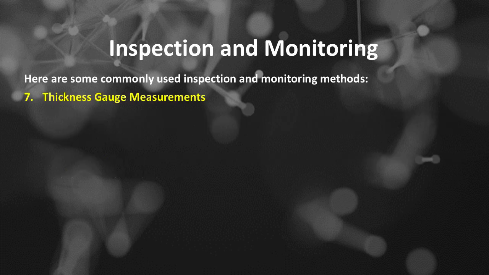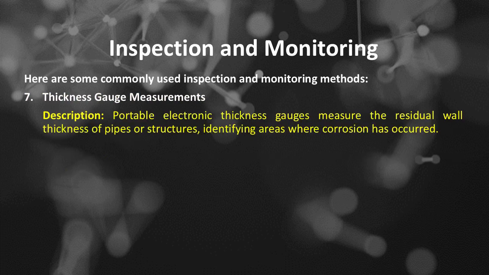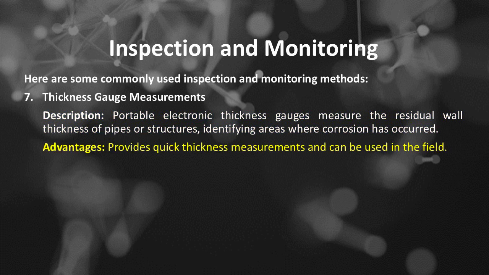Number 7 is thickness gauge measurements. Thickness gauge measurements description. Portable electronic thickness gauges measure the residual wall thickness of pipes or structures, identifying areas where corrosion has occurred. Thickness gauge measurements advantages. Provides quick thickness measurements and can be used in the field.